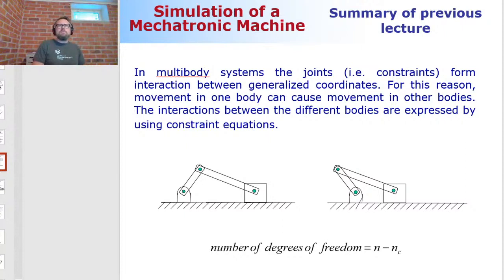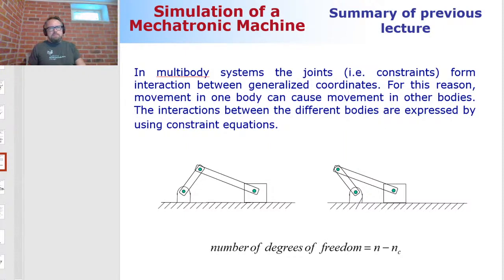Then, once you know the number of generalized coordinates, and once you know the number of constraint equations, you're ready to compute the number of degrees of freedom. The number of degrees of freedom means the different ways that the mechanism or system can move.